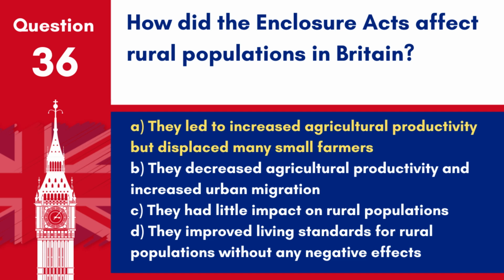Answer A. They led to increased agricultural productivity, but displaced many small farmers. The Enclosure Acts, passed from the 18th to the 19th century, allowed for the consolidation of small landholdings into larger farms, increasing agricultural efficiency, but also displacing many small farmers, contributing to urban migration.